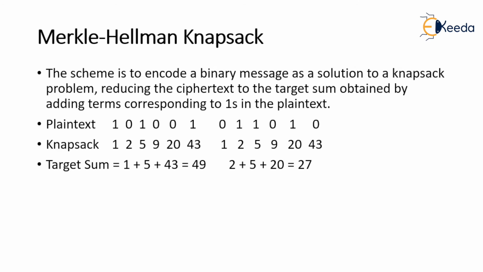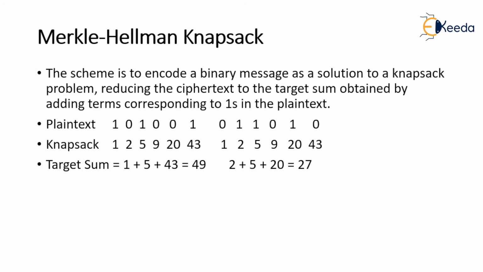So how does the Merkle-Hellman Knapsack scheme work? This scheme is to encode a binary message as a solution to a Knapsack problem, reducing the ciphertext to a target sum obtained by adding terms corresponding to the ones bits in the plain text. So how does it exactly work?